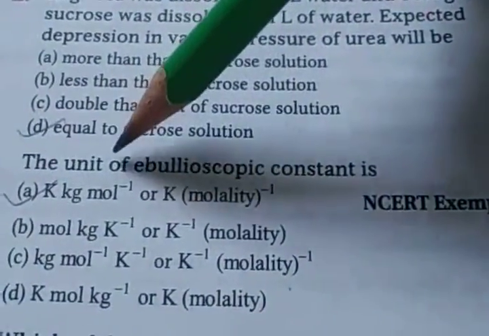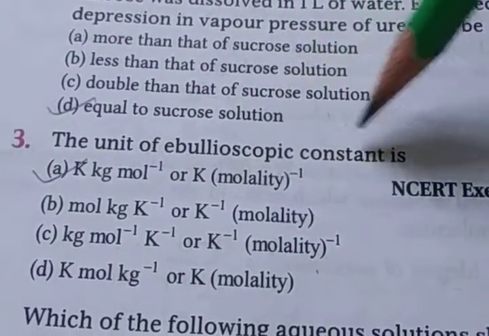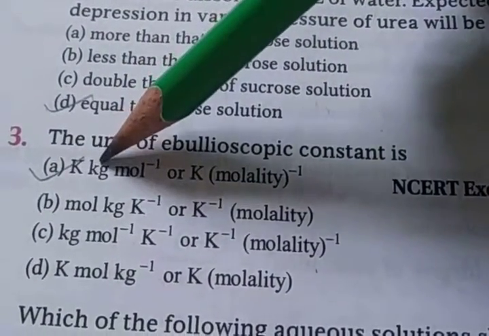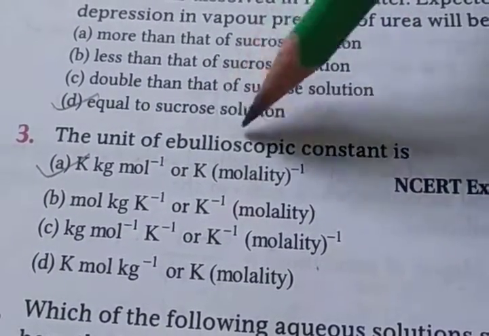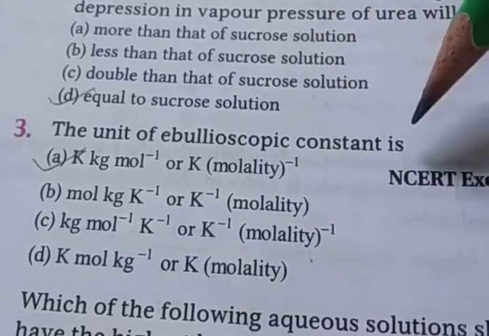Next is, the unit of the ebullioscopic constant is: K kelvin kilogram per mole, or K molality inverse. This is the unit of the ebullioscopic constant.